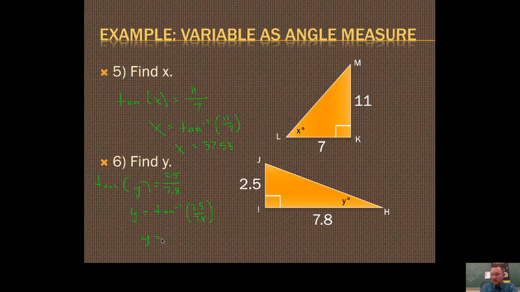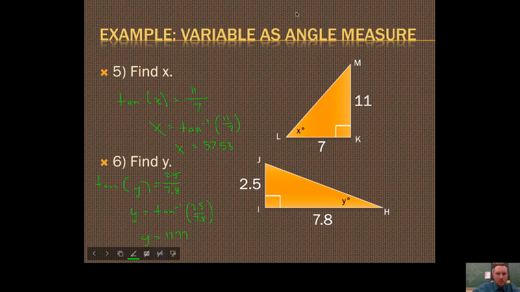So when I type this in, on my calculator, I'm hitting the second function, then the tangent button, because my second function on my calculator is the inverse tangent. 2.5 divided by 7.8. And that gives me 17.77, which is less than 45.